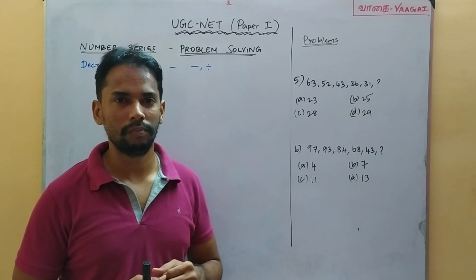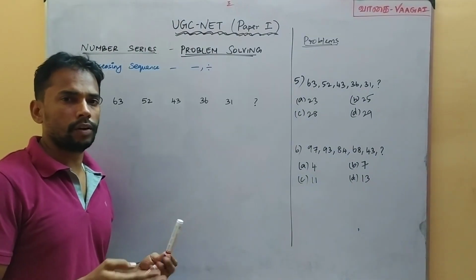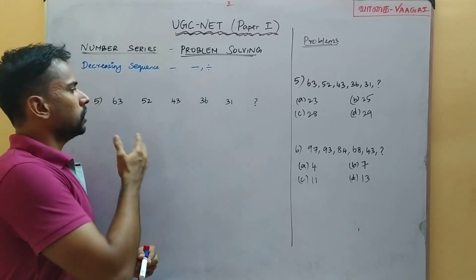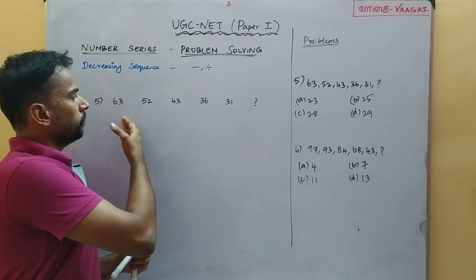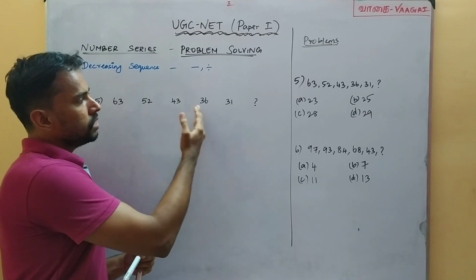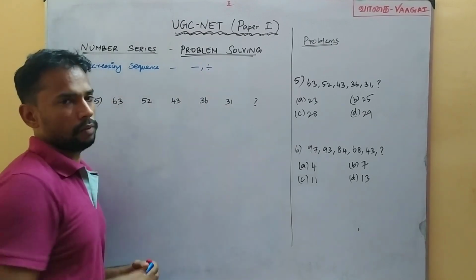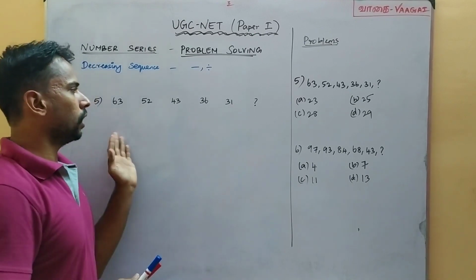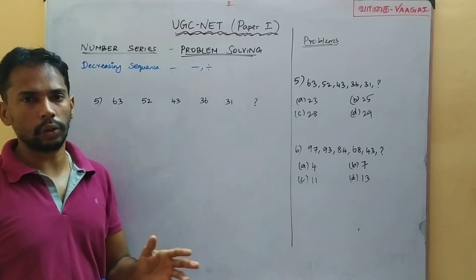Come, here we go. Yes friends, as told, we have already completed 4 problems in our previous videos. This is question number 5 and let's see the numbers here: 63, 52, 43, 36, 31 and a question mark. So here we have a decreasing sequence. By looking at the numbers itself, we can obviously conclude it.